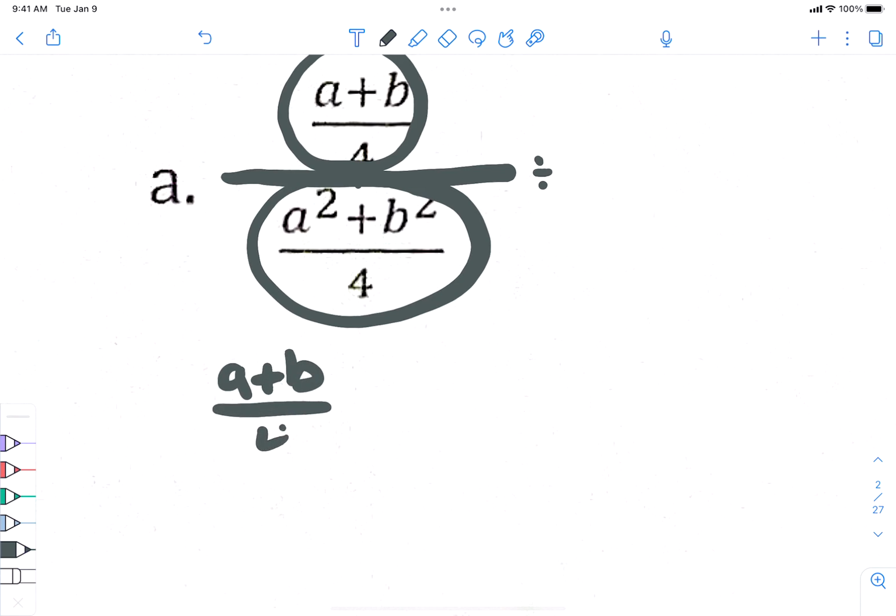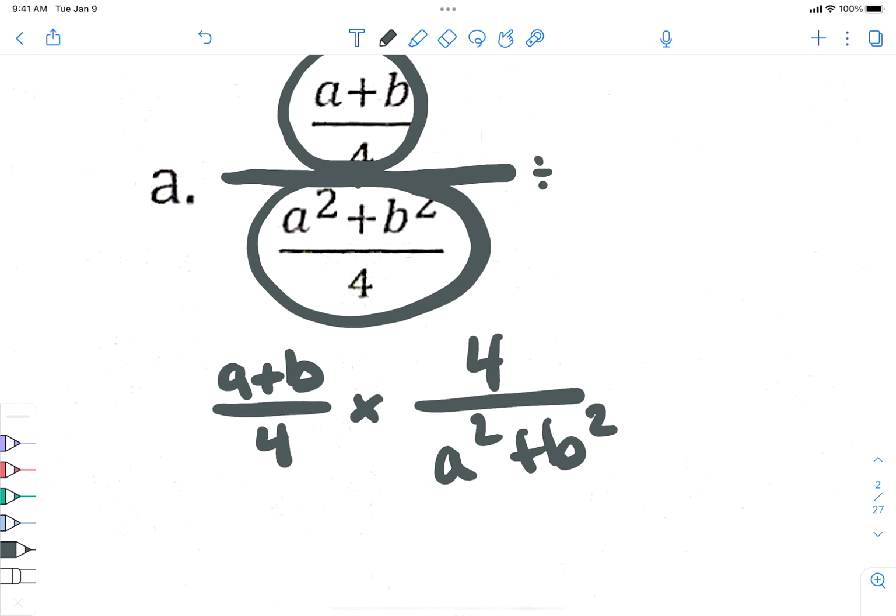So a plus b over 4 divided by becomes multiply. And we flip that one to become 4 over a squared plus b squared. Because we're flipping, right? And then what happens? Then you just multiply them. We're still multiplying straight across, but what can happen?